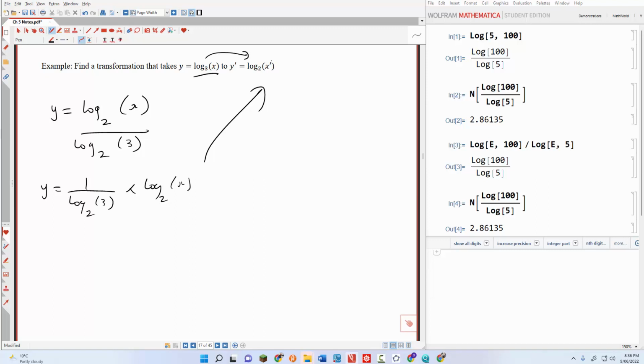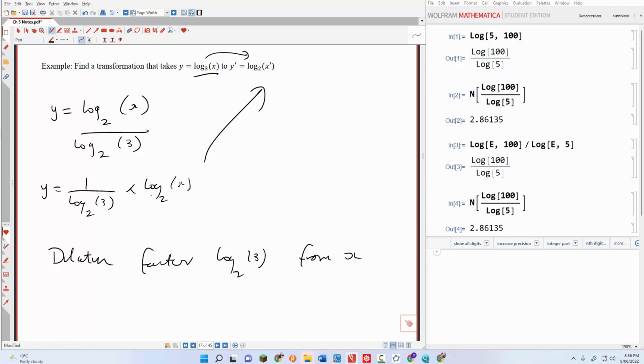So basically, to turn this function into this function, all I have to do is undo that. Okay, and all I would do is this function here would be multiplied by log 2 3. Okay, so I'd say it is a dilation factor log 2 3 from x.